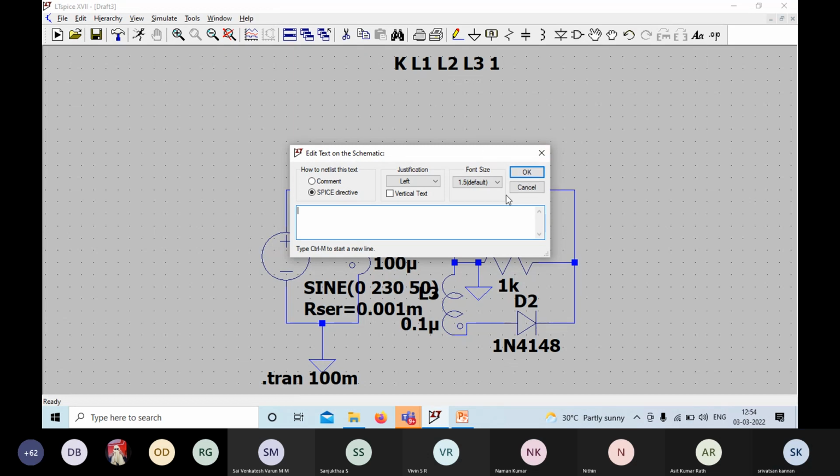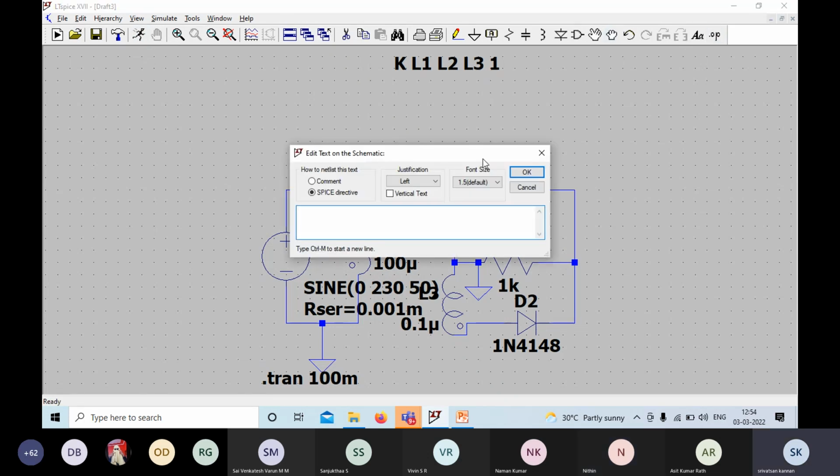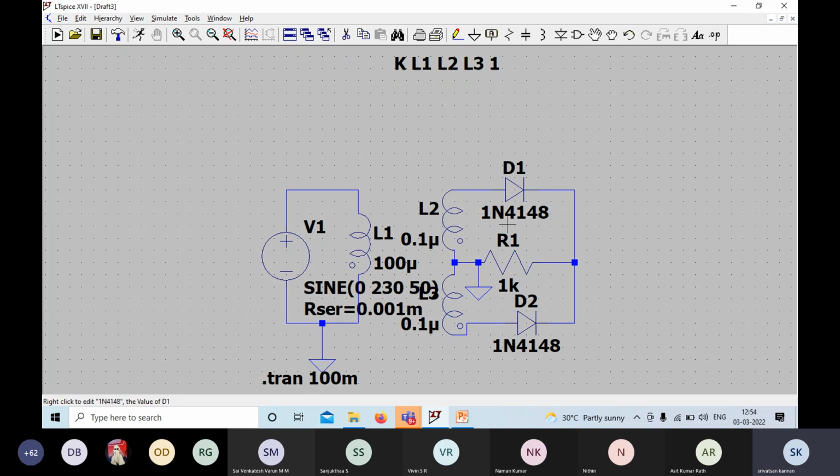Have you done this? Sir, how to name them? So go to this SPICE directive. In the SPICE directive, you can type this: capital K, L1 space L2 space L3 space 1. Done, sir. Okay. So you can see the inductance. Now everything is made ready.